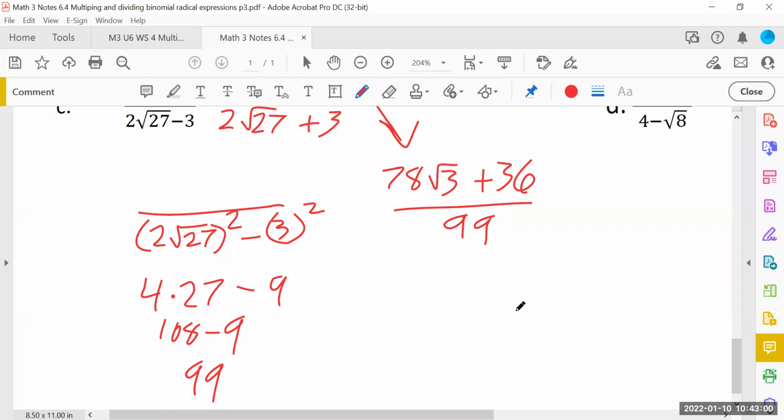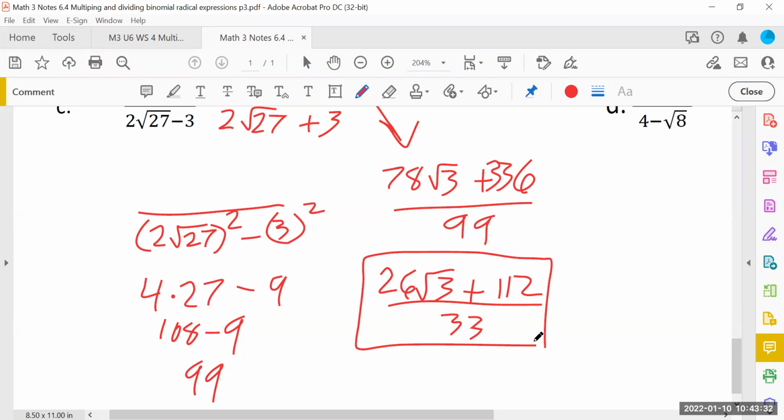All 3 of these numbers are divisible by 3. So I can reduce this. 78 divided by 3 is 26. So I have 26 root 3. 336 divided by 3 is 112. And 99 divided by 3 is 33.